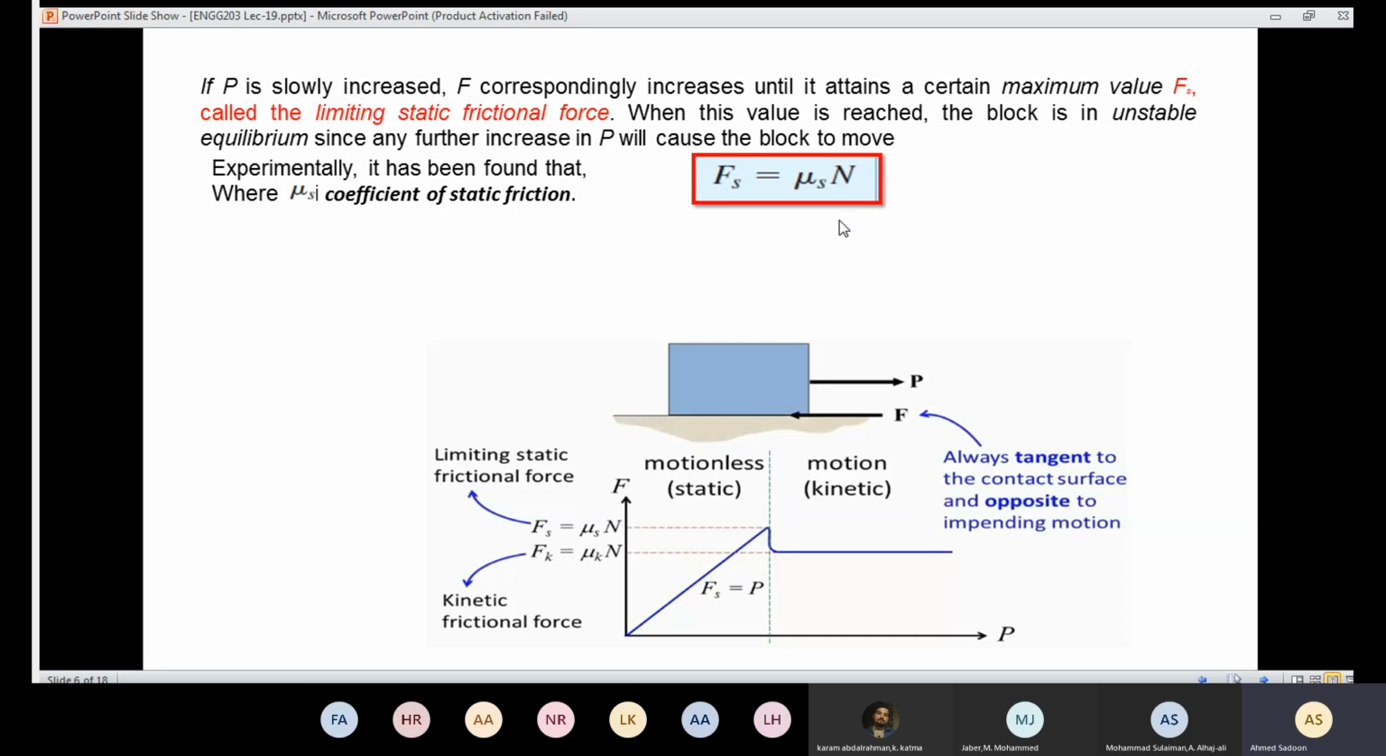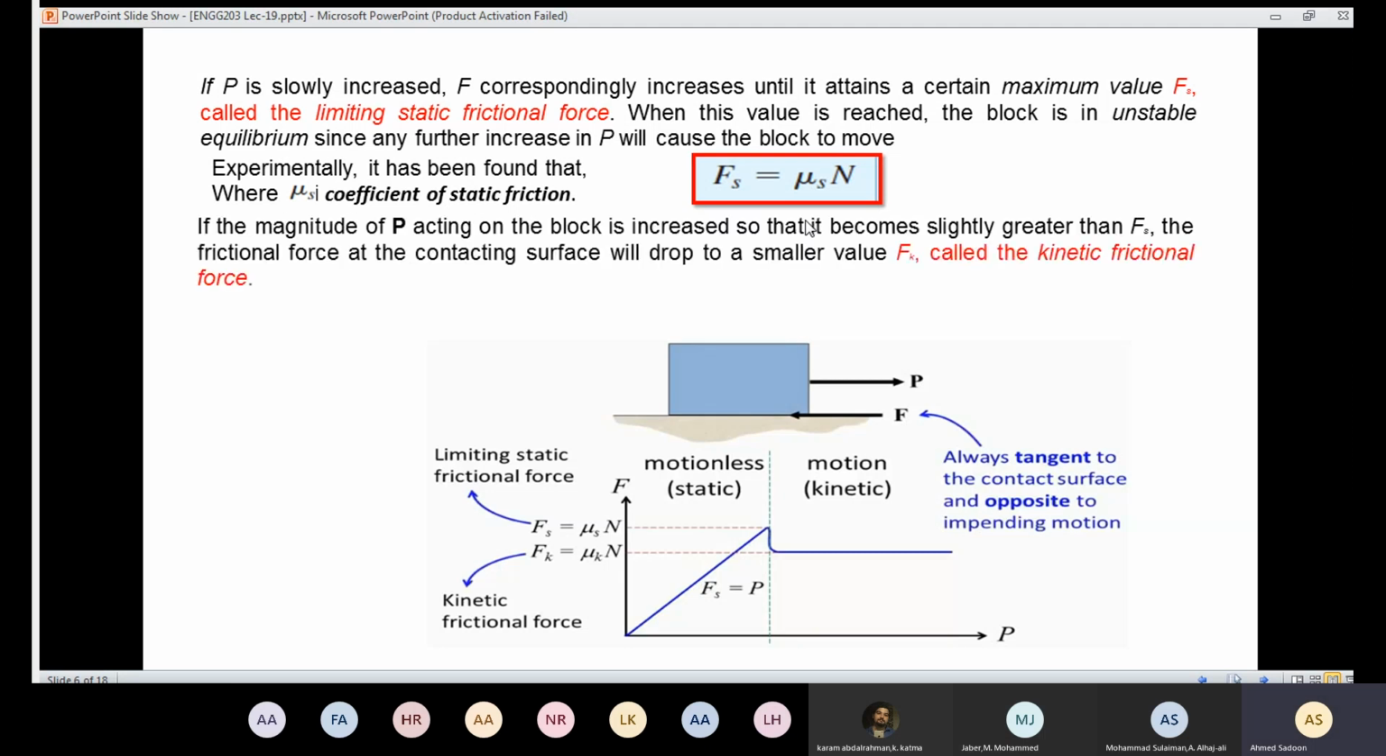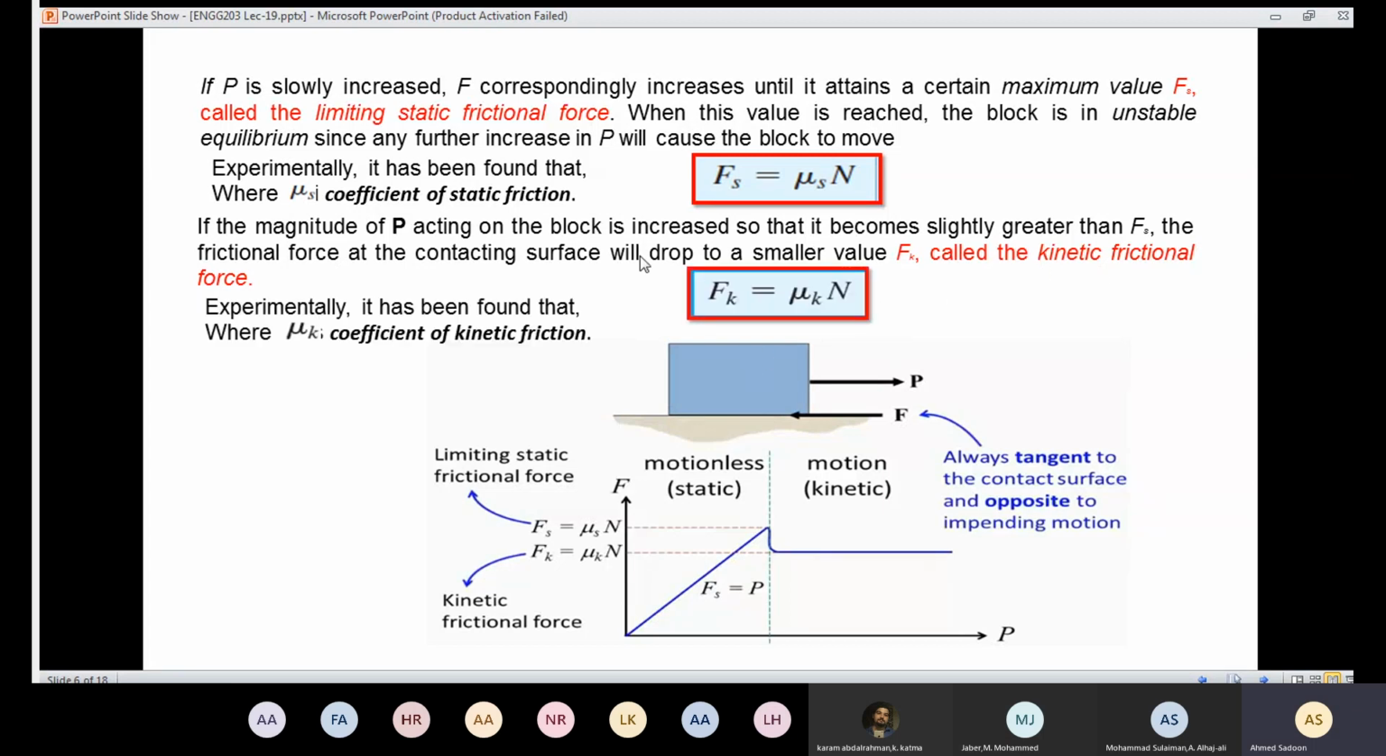In order to know that value, we have a table. It has been designed in order to know the value of μs, and it has been proved experimentally. When the box is on the move, then we are going to have the kinetic frictional force, and that equals, instead of μs, μk, which is the coefficient of kinetic friction. Also, we have a table for that. The value has been obtained experimentally.